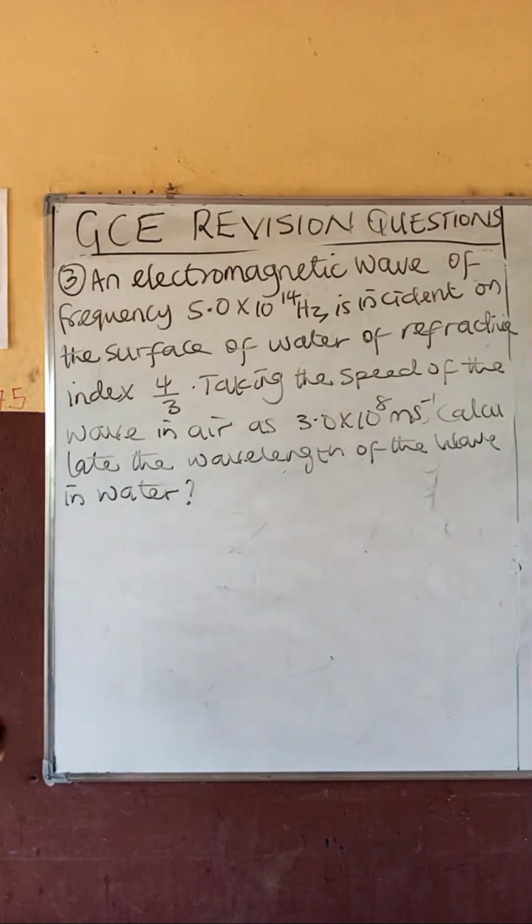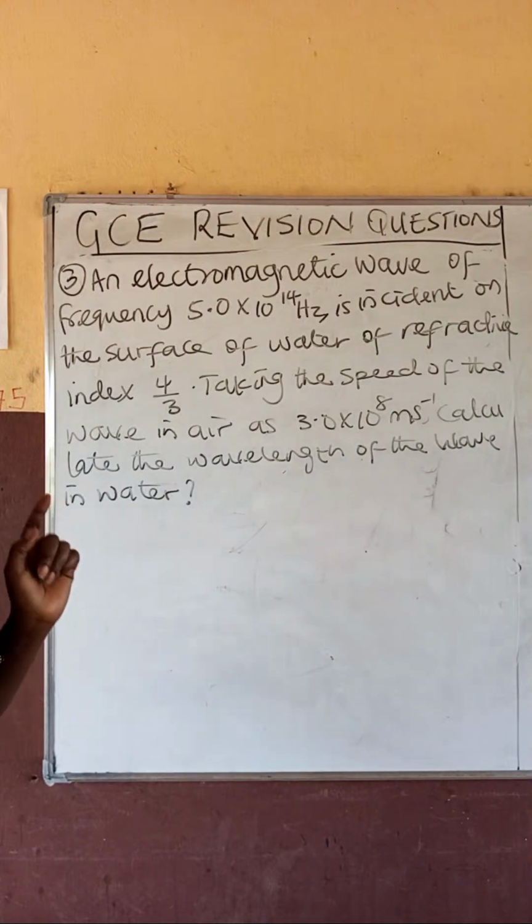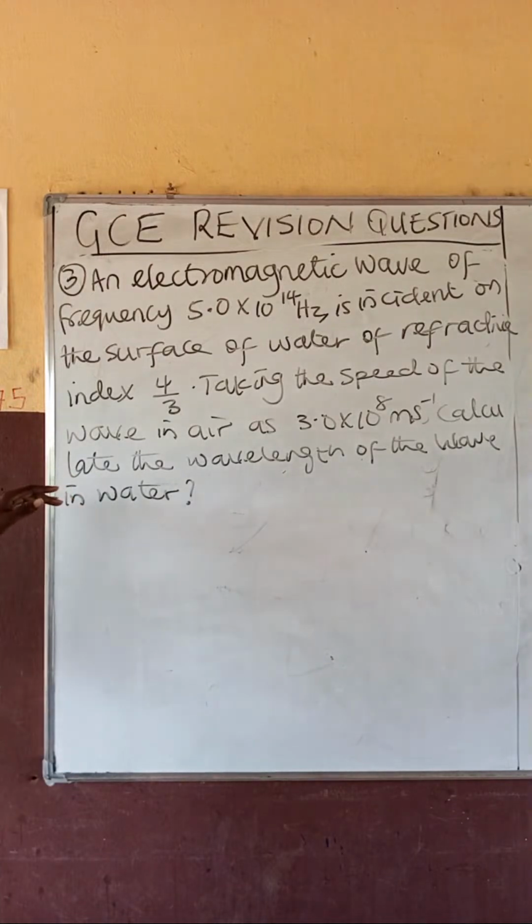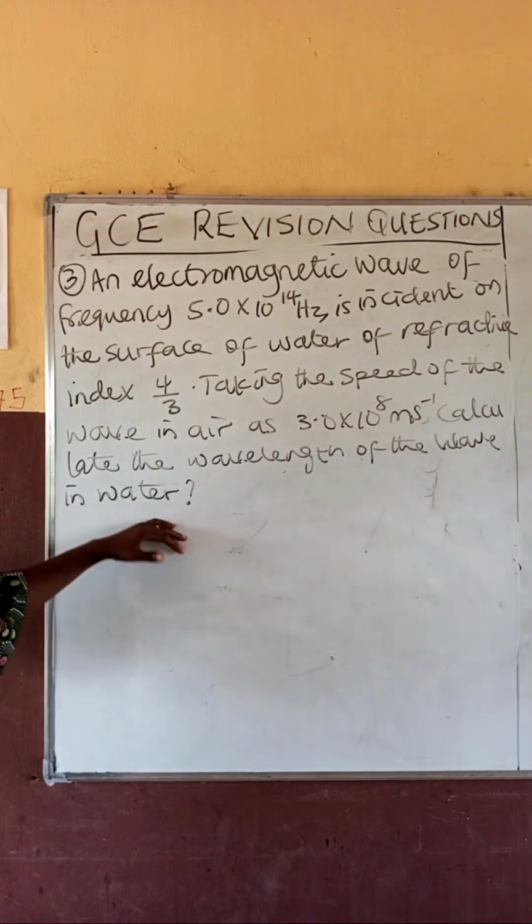Let's look at what we have in this question. An electromagnetic wave of frequency 5.0 times 10 raised to power 14 Hz is incident on the surface of water of refractive index 4/3, taking the speed of the wave in air as 3.0 times 10 raised to power 8 meters per second. Calculate the wavelength of the wave in water.